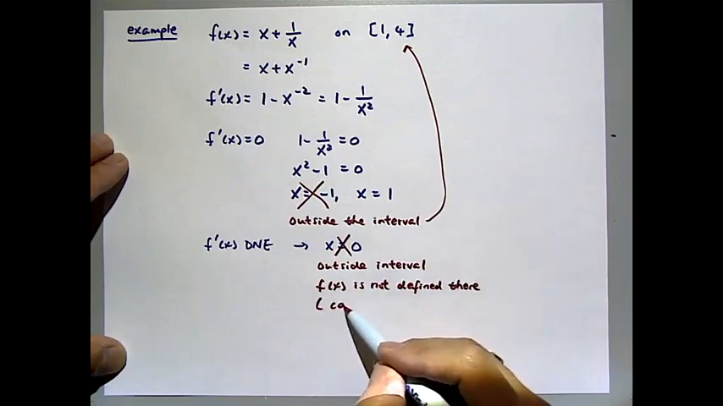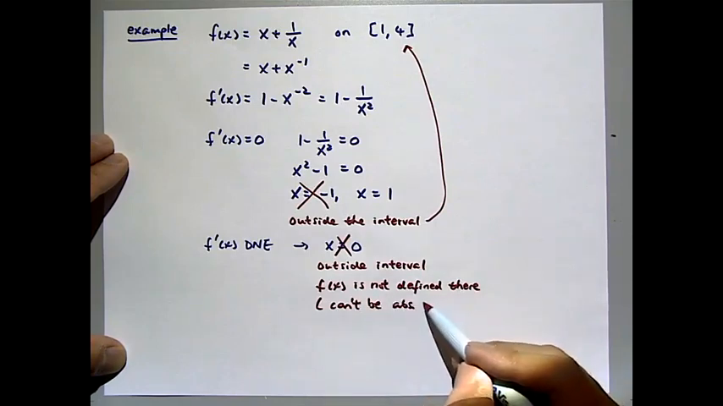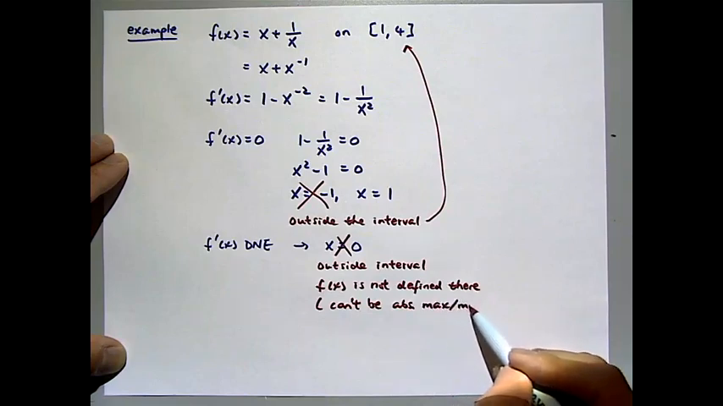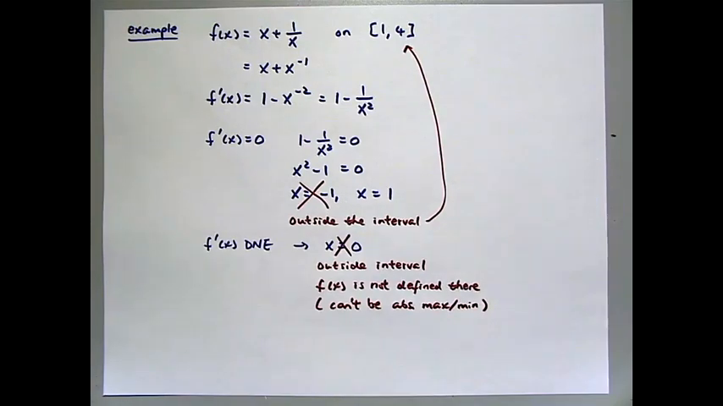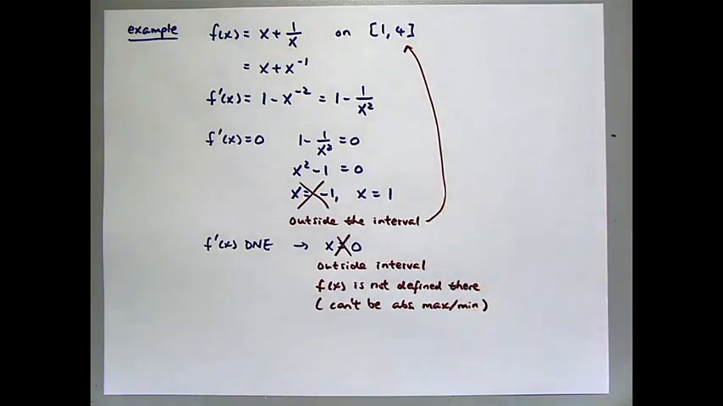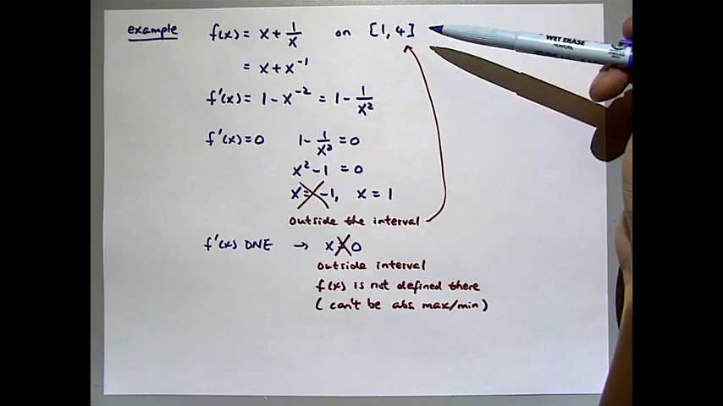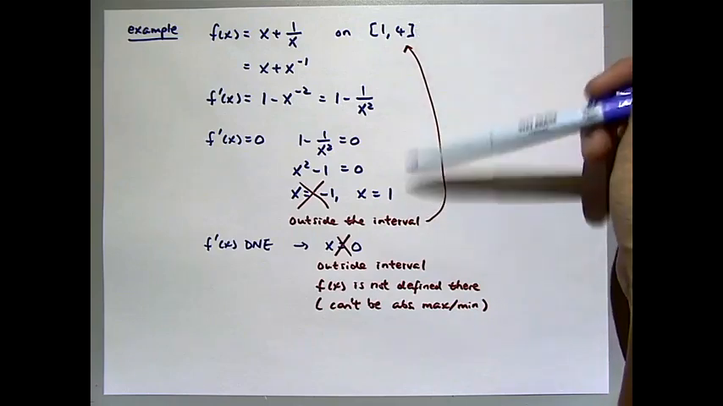Therefore, it cannot be the location of an absolute maximum or minimum. Right? It cannot be the highest or the lowest value of the function if it's not even defined there in the first place. It has to exist. That point simply does not exist. So we threw that out for two reasons: outside the interval and also not in the domain of the function. Okay, the only value that we kept happens to be the same as the left endpoint. That's okay.